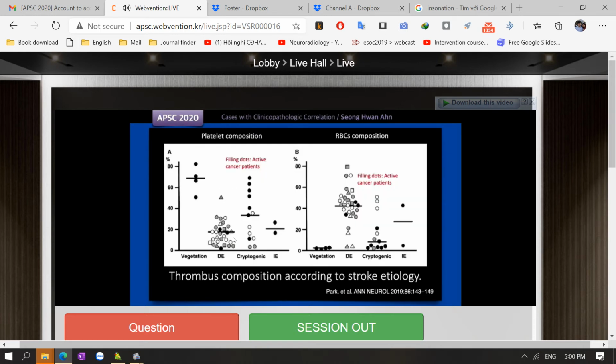Dr. Park and colleagues are interested in stroke patients with cancer. They analyzed the thrombus composition. They wonderfully proved that cancer-related stroke is associated with platelet-rich thrombi. Cancer-associated stroke may be prevented with an antiplatelet agent.